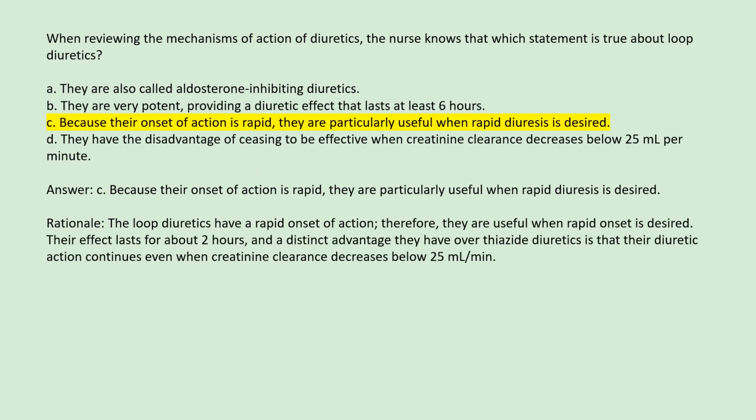Answer: C. Because their onset of action is rapid, they are particularly useful when rapid diuresis is desired. Rationale: the loop diuretics have a rapid onset of action, therefore they are useful when rapid onset is desired. Their effect lasts for about 2 hours. And a distinct advantage they have over thiazide diuretics is that their diuretic action continues even when creatinine clearance decreases below 25 milliliters per minute.